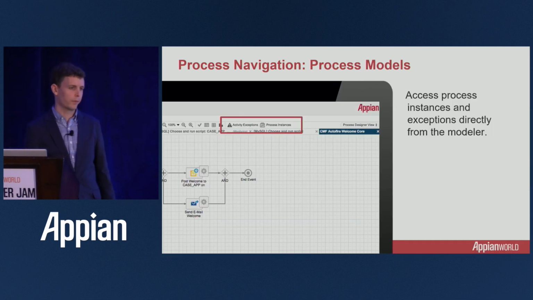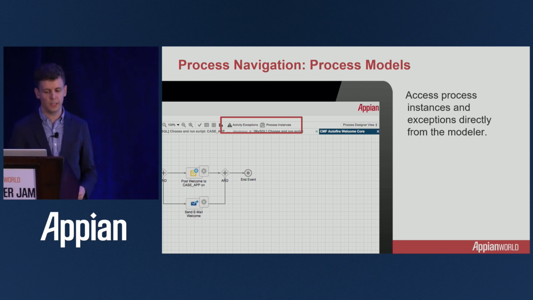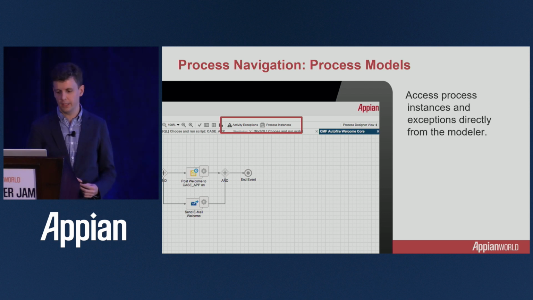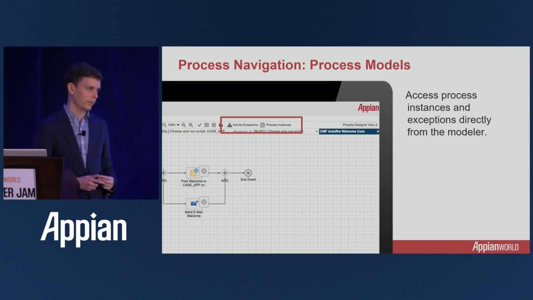And we have the same thing from the other direction. When you're on a process model, there's now links to pull up, or buttons, I guess, to pull up the process instances and the exceptions associated with that process.